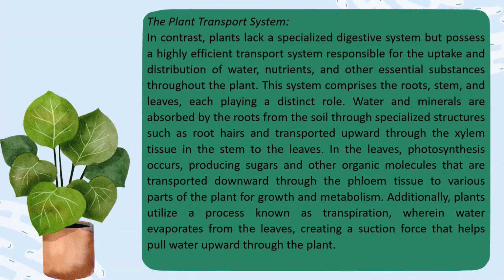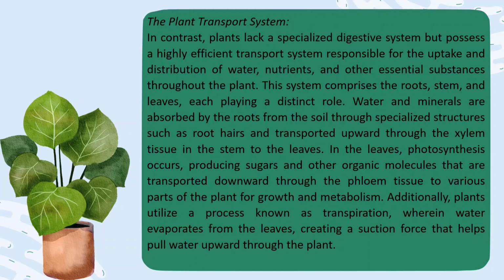The plant transport system. In contrast, plants lack a specialized digestive system but possess a highly efficient transport system responsible for the uptake and distribution of water, nutrients, and other essential substances throughout the plant. This system comprises the roots, stem, and leaves, each playing a distinct role.